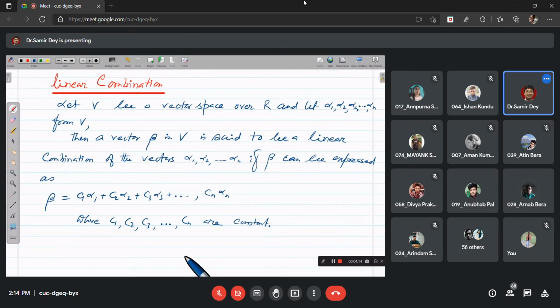No, sir. So C1, C2, C3 dot dot Cn are constants. Sir, what is alpha 1, alpha 2, alpha 3, and so on? These are all vectors. I will give you some numerical example, then you can understand everything. Just wait.